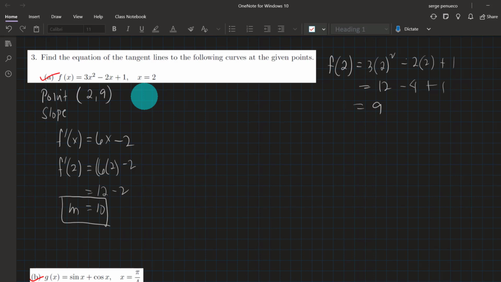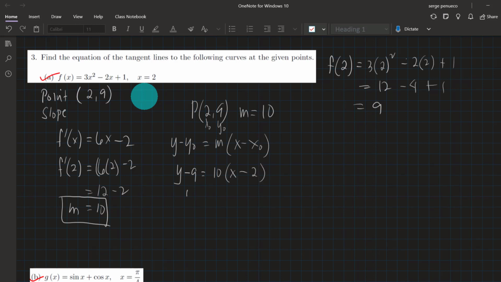So, next, nakuha na natin yung point. Our point is 2, 9. And our slope is 10. Now, using the point-slope formula, ang formula natin is y minus y sub 0 is equal to m times x minus x sub 0. So, this is our x sub 0, this is our y sub 0. Then, paplugin lang natin itong mga values na to get the equation of the tangent line. So, magiging y minus 9 is equal to 10 times x minus 2. Then, y minus 9 equals 10x minus 20. Then, y is equal to 10x minus 11. This is our equation of the tangent line.